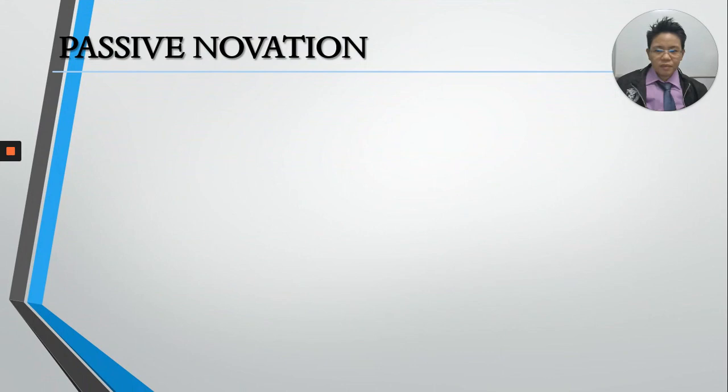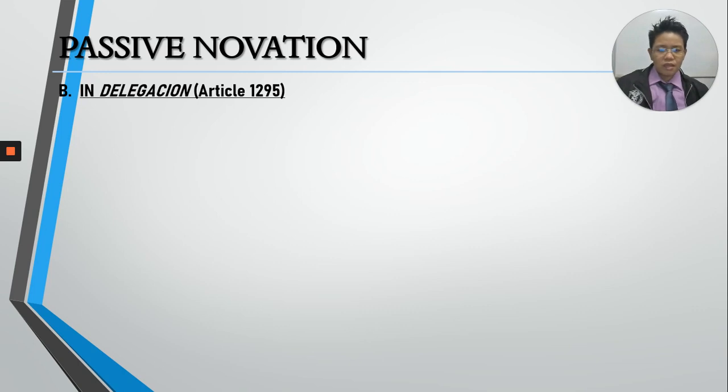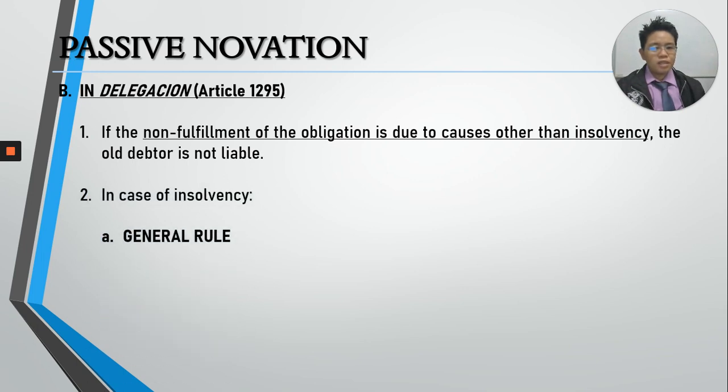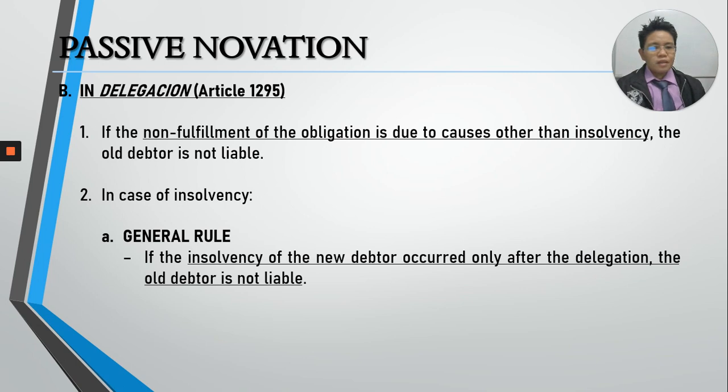What else? In case naman of delegation, 1295, there are actually two rules technically. In case of a non-fulfillment of the obligation due to causes other than insolvency, the old debtor is not liable. So, if the new debtor cannot pay because of other reasons, basta hindi insolvency, old debtor is not liable. Now, in case of insolvency, these are the rules. The general rule is that the old debtor is not liable if the insolvency of the new debtor occurred only after delegation.